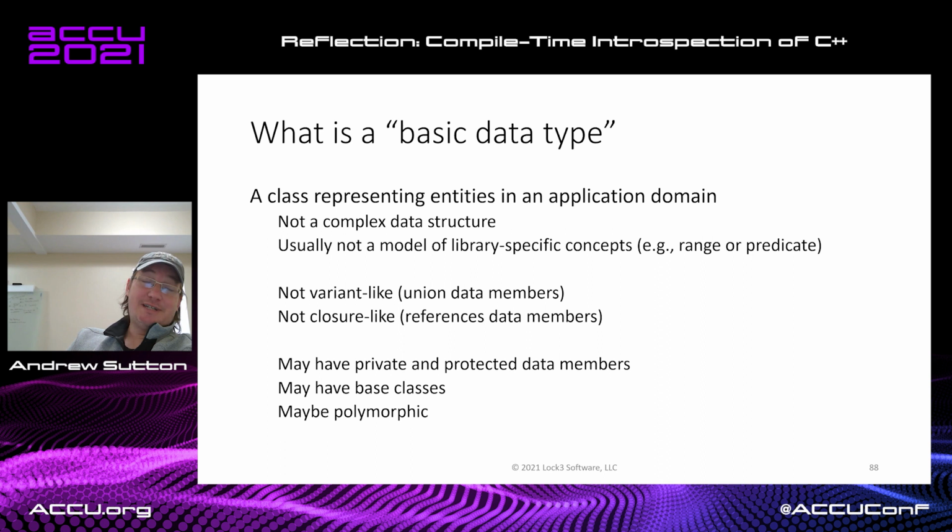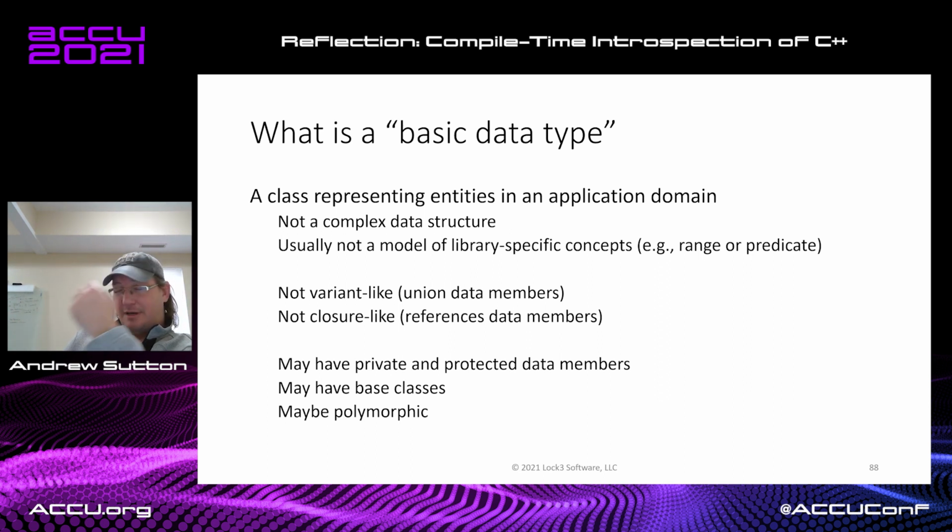But it may have private and protected data members, like my player class has private and protected data members. It might have base classes. It might be polymorphic. It might have virtual base classes. Those things don't necessarily prevent a class from being characterized as a basic data type. They're just properties of the class that affect the behavior of algorithms in certain contexts, like whether you can memcopy the object or not, right? But they're not essential to the characterization of what a basic data type is, I think.